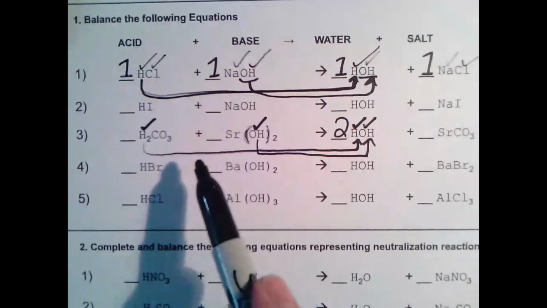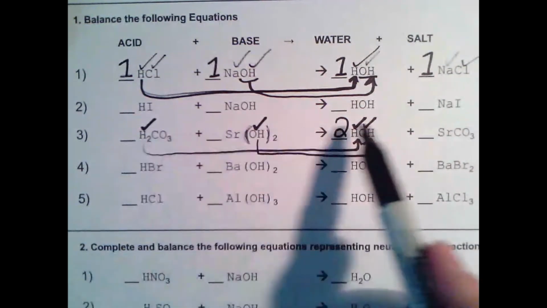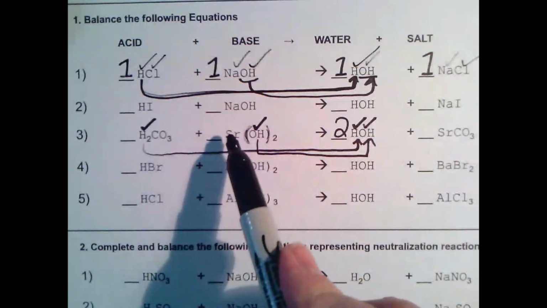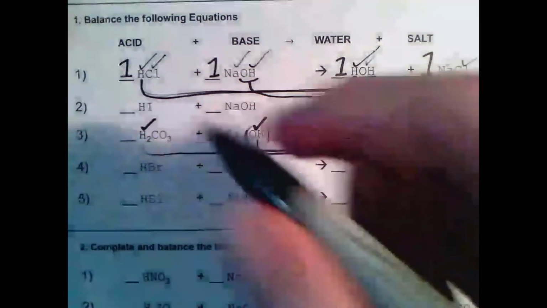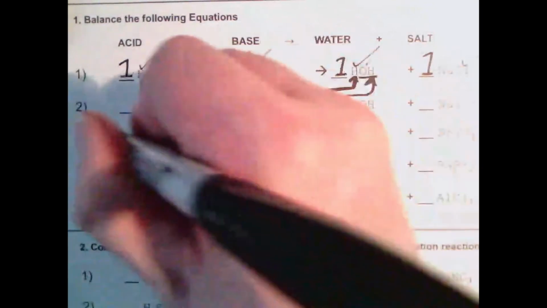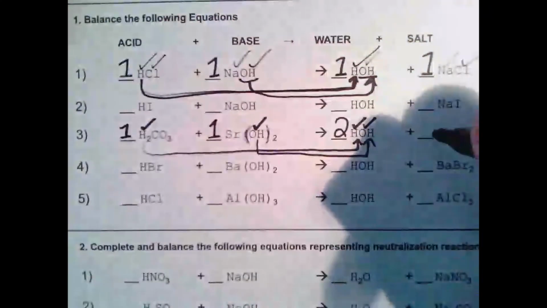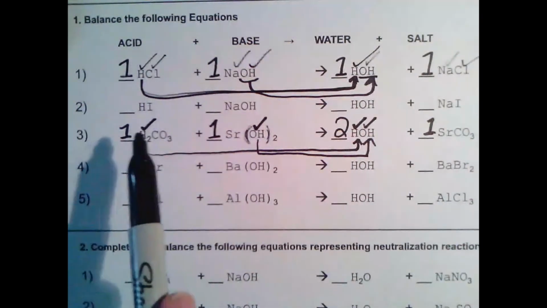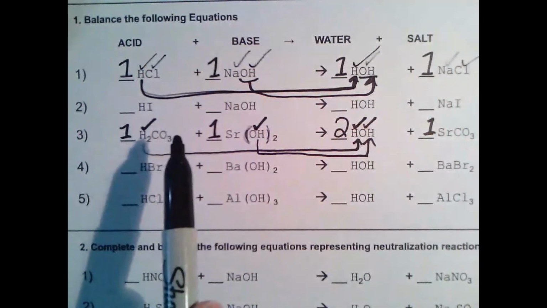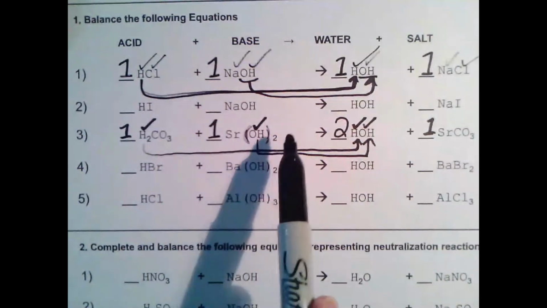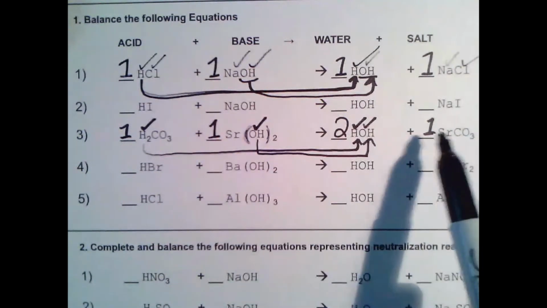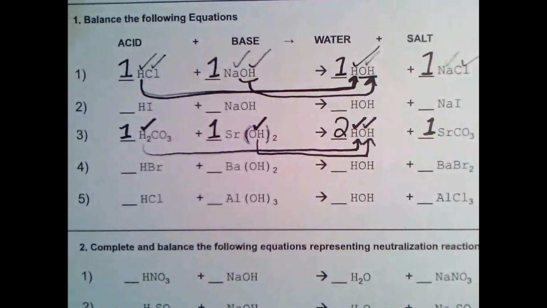Okay, now we're going to check everything else. Check the CO3. This says CO3, so I'm pretty happy. This says Sr, this says Sr, great. So you only need one of each of everything else. Okay, so basically what they're saying is if you take one of this acid molecule, you take one of this base, you're going to end up making two waters and one salt.